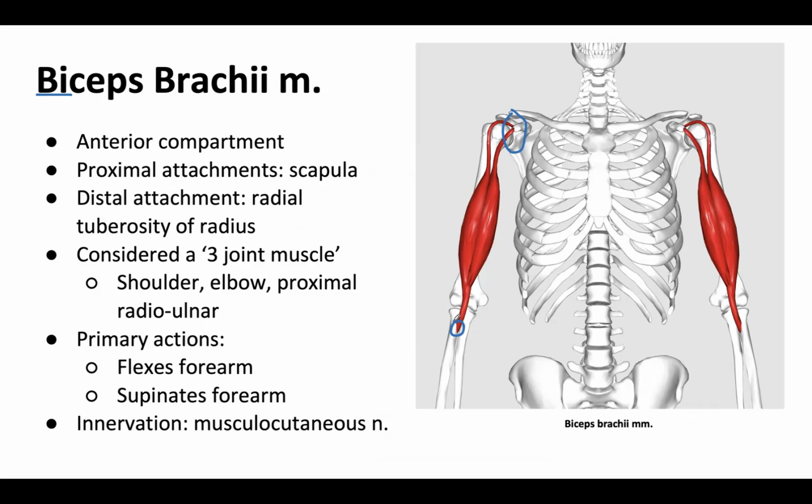And so when you consider these attachments, you understand why this muscle is sometimes referred to as the three-joint muscle, because it crosses and can affect the actions of three different joints. So this would include the shoulder joint, the elbow joint, and the proximal radio-ulnar joint. Its primary actions are powerful supination of the forearm, and when it's in a supinated position, it can play a big role in terms of flexion of the forearm.